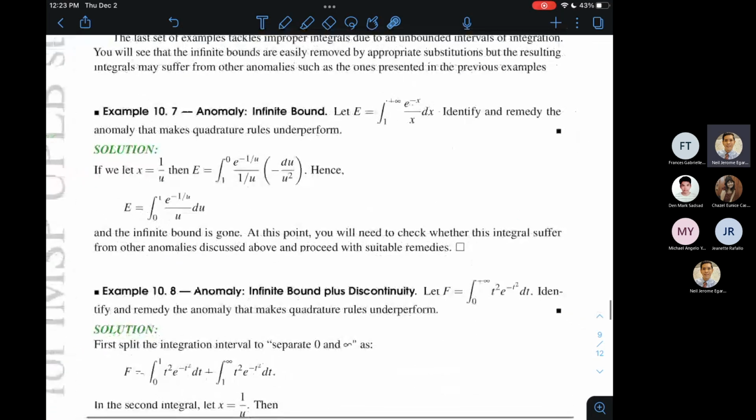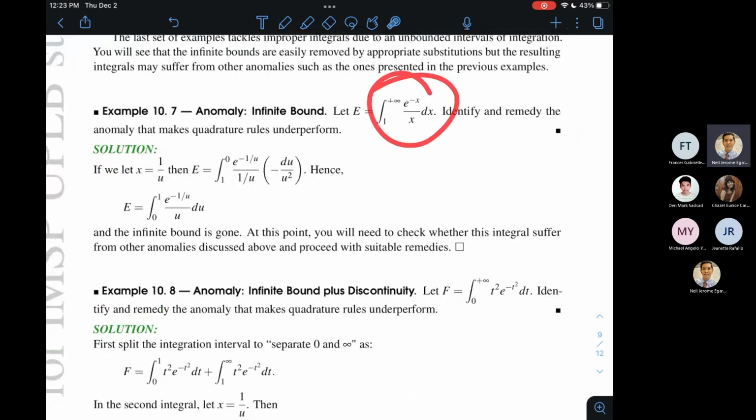For instance, example 7, ito yung ating integral. Obviously, it is improper even though the function is continuous on the integration interval, pero yung upper limit ay positive infinity.